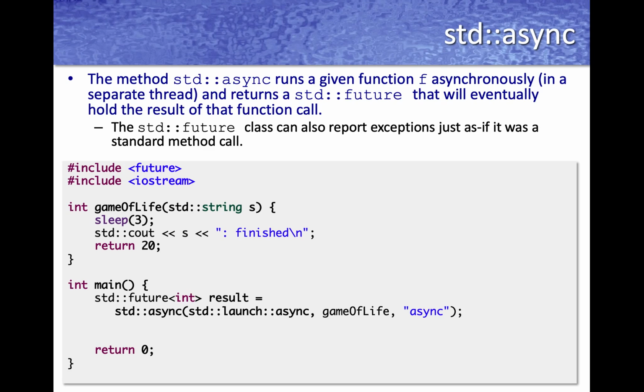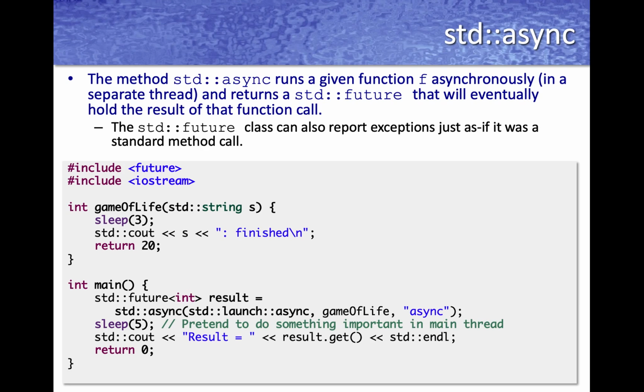So we're just giving the word async here, and then we could pretend to do some operation. We could be doing some other computation here, but in this example we're just sleeping for 5 seconds. And finally we get the result from the future by calling result.get. Notice that here result.get returns the result from calling the game of life method. In this case, it'll return the value 20.